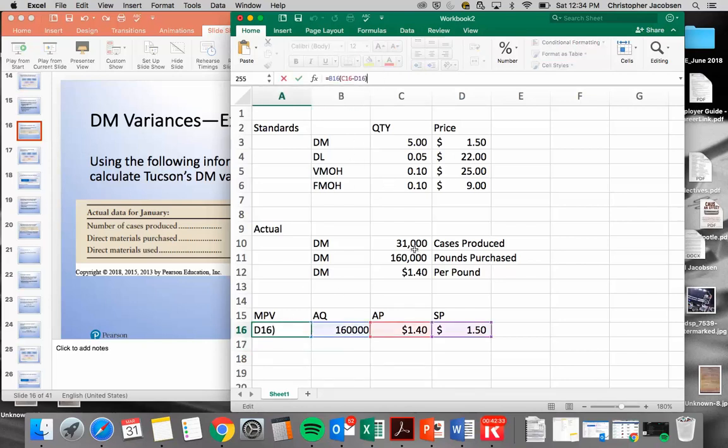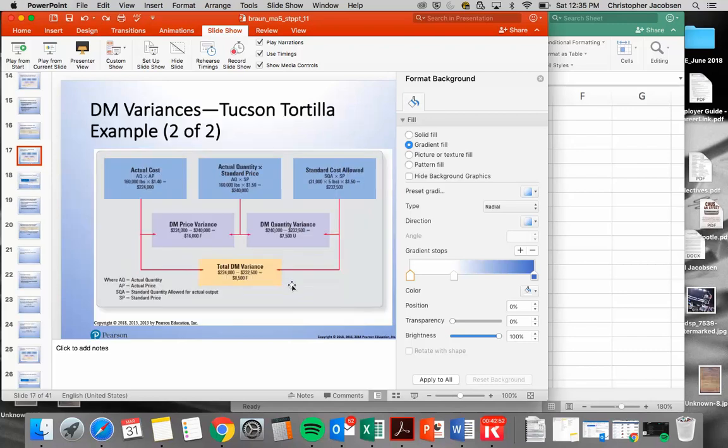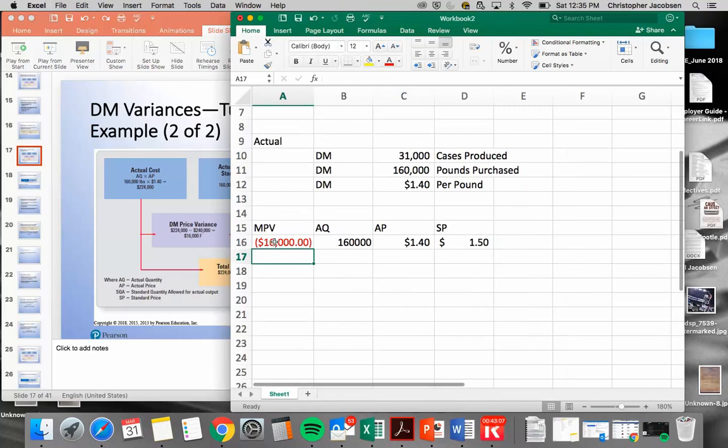That was less exciting than I thought it would be. That should be multiplied. There we go. So negative 16,000. If we go back to our slides, we can see right there in purple that our direct material price variance is 16,000 favorable. And in our formula, our MPV ended up being 16,000 favorable because it's negative. Remember what I said? If your answer is negative, it's favorable. If it's positive, it's unfavorable.